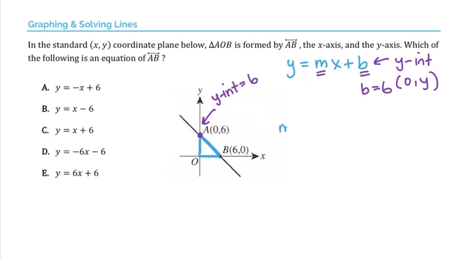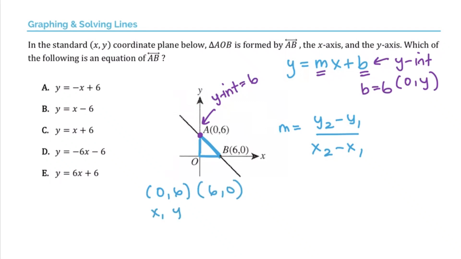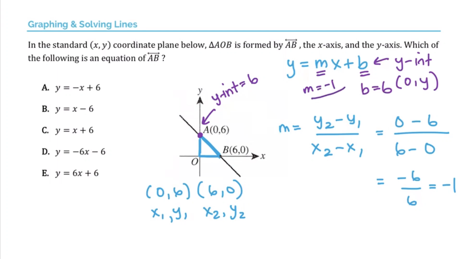So now we're going to figure out, well, what is our slope? Remember, our slope, we're going to calculate from y2 minus y1 over x2 minus x1. What are our 2 points? Our 2 points are (0, 6) and (6, 0). So we have x1 and y1, and then we have the second x value and the second y value. So our slope is going to be y2, which is 0, minus y1, which is 6, over x2, which is 6, minus x1, which is 0. Negative 6 on top, 6 on the bottom. Our slope is negative 1.